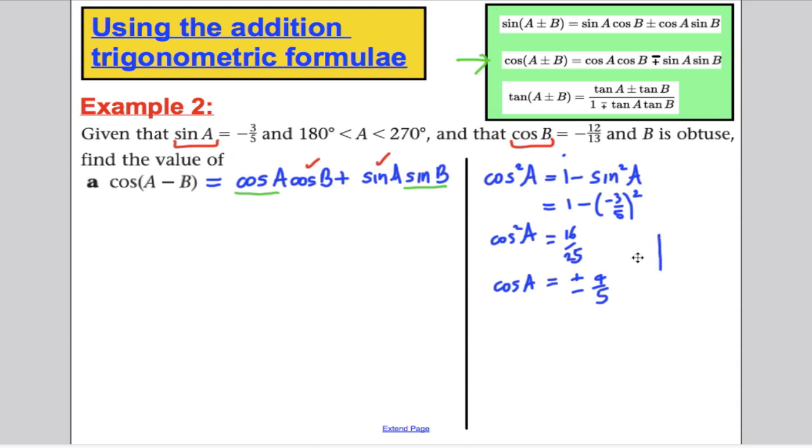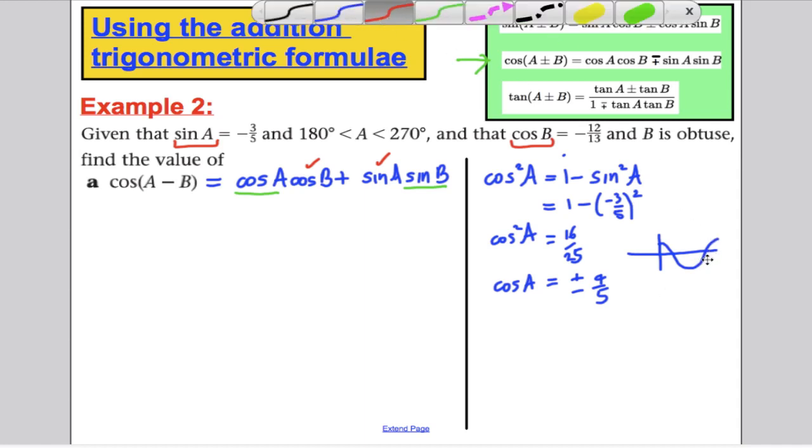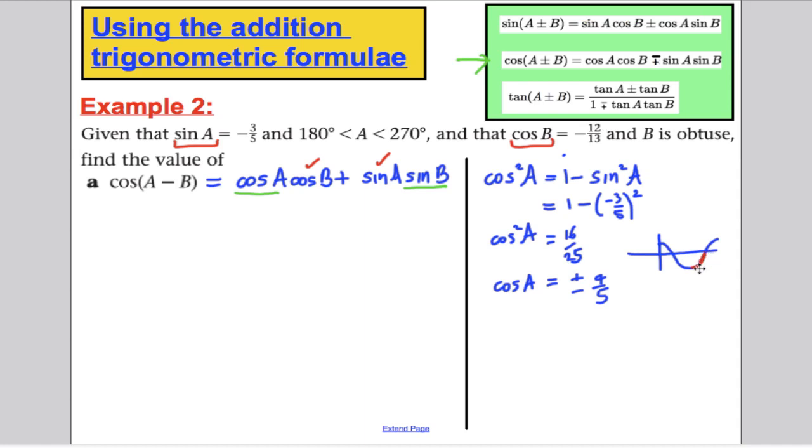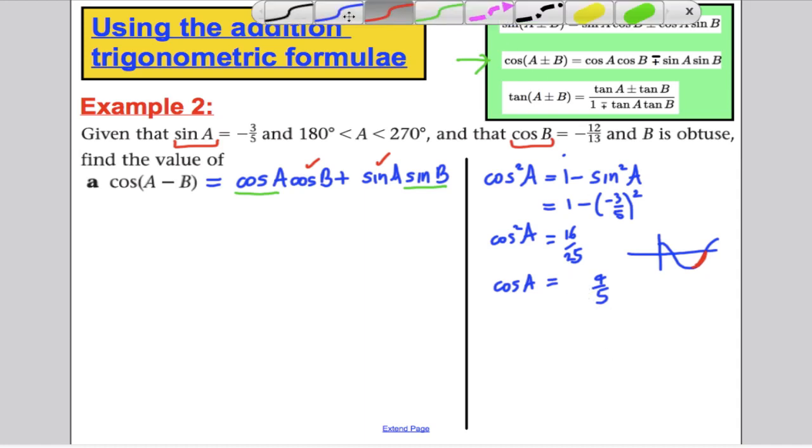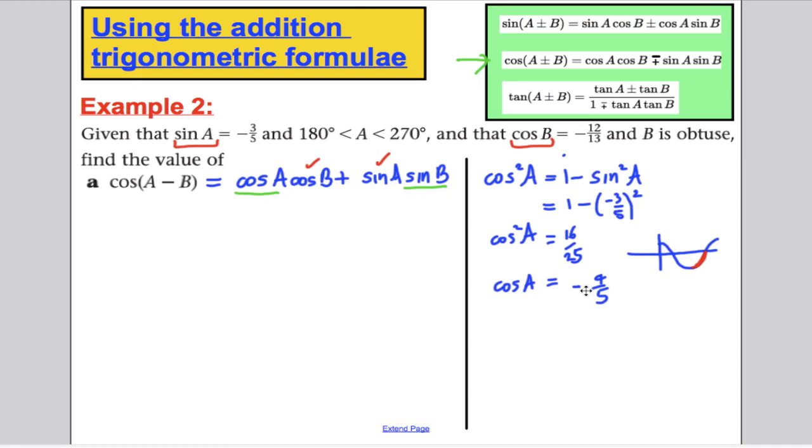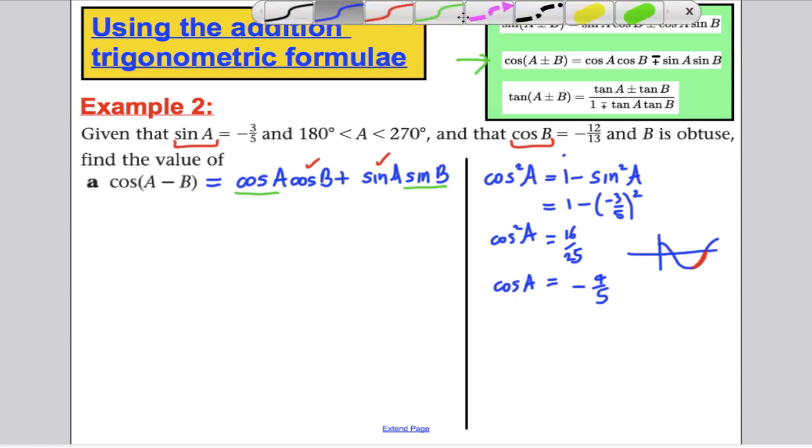So let's look at the cos graph. The cos graph comes down here, crosses at 90, then is negative all the way between 90 and 270, and then is positive after 270. So we know the region we're talking about is this region here. Now we know that cos is negative there, so we're going to take the negative value here, and we're going to say that cos A is negative 4/5. And we found our cos A. Right?